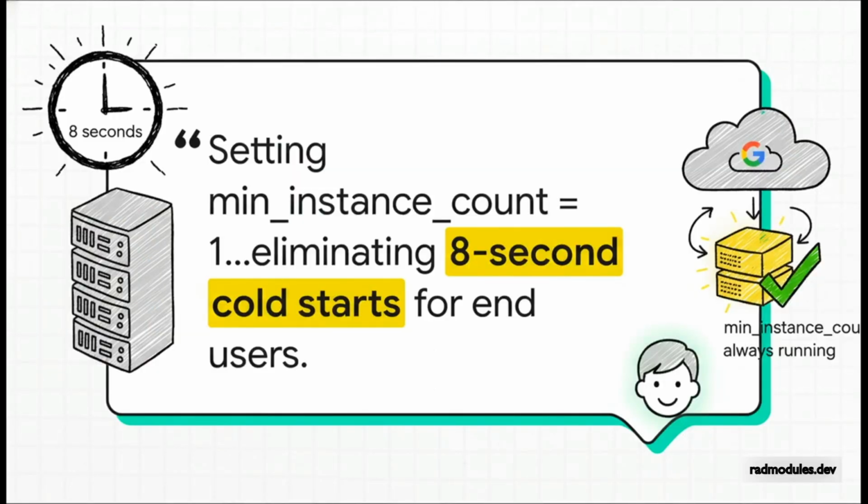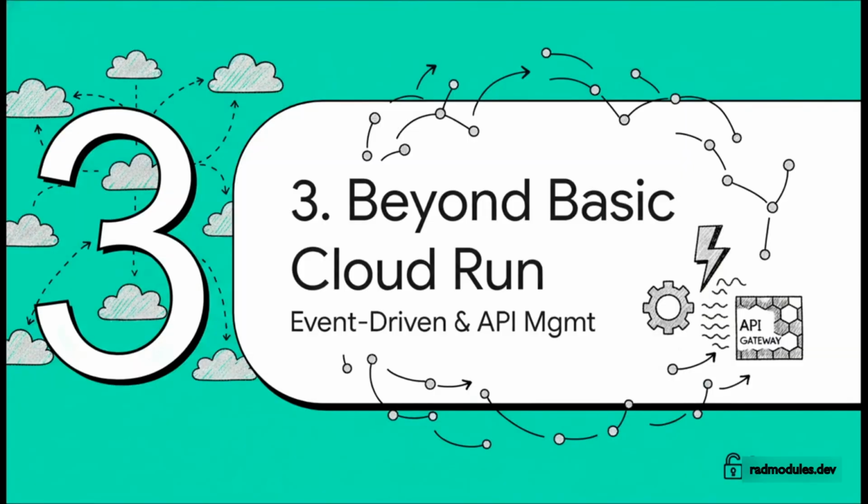And here's a perfect real-world scenario to make that concrete. Imagine your application uses a machine learning model that takes 8 seconds just to load up. A user is not going to wait that long for a response. So what's the solution? You set the min instance count to 1. This forces one instance to always be running, which basically pre-warms your application and gets rid of that painful cold start for your users.